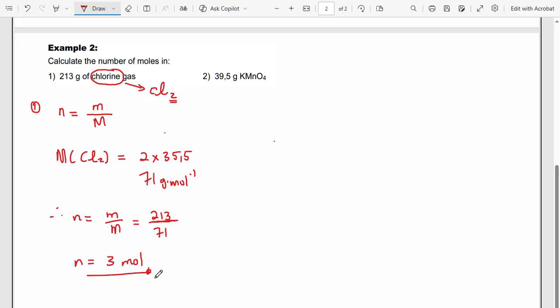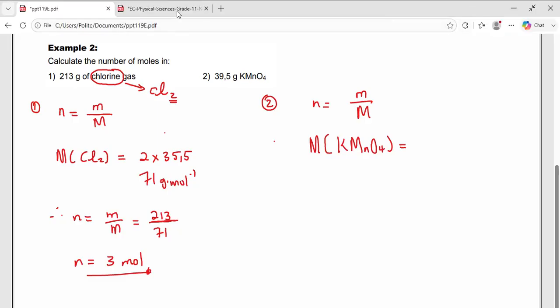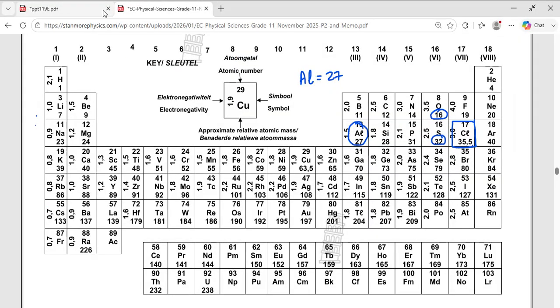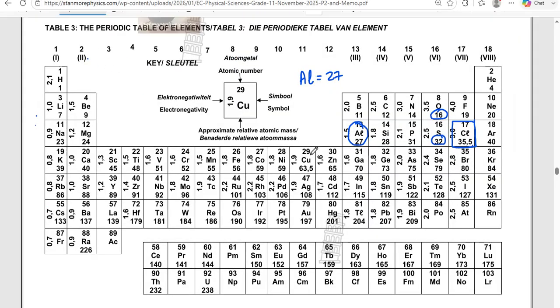So let's move to the next part of this question. The second one, we still use the same method. The number of moles is small m over big M. The first thing is to find the molar mass of that KMnO4. So we need to go to the periodic table. We need to locate K, Mn, and O, manganese and oxygen. Okay, so let's quickly do that.